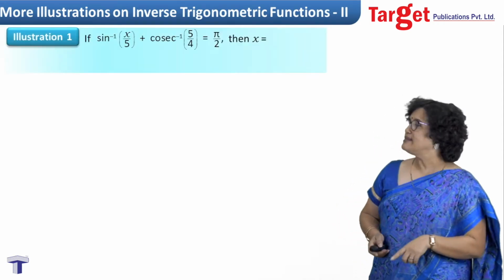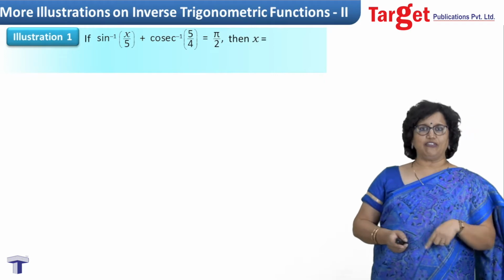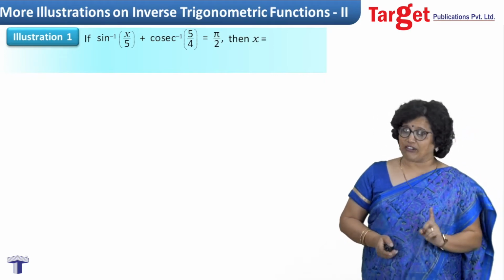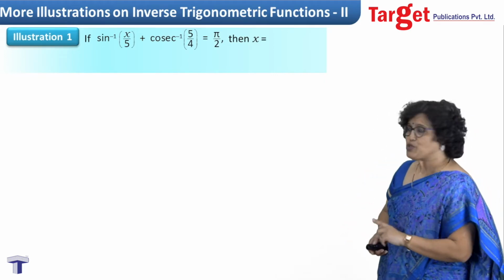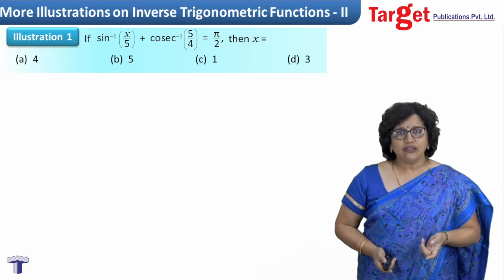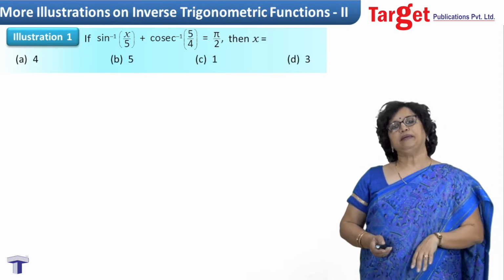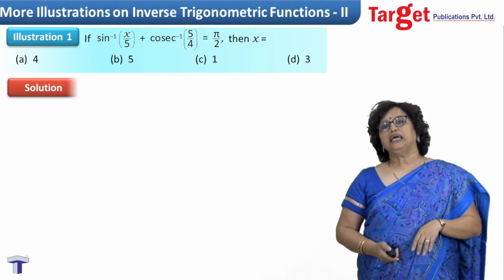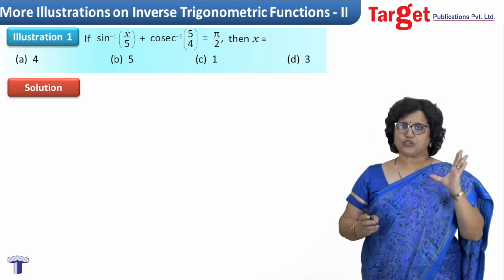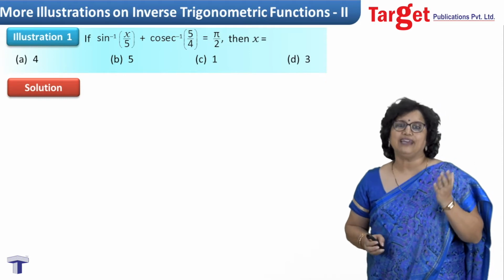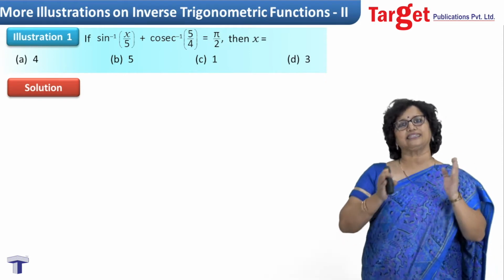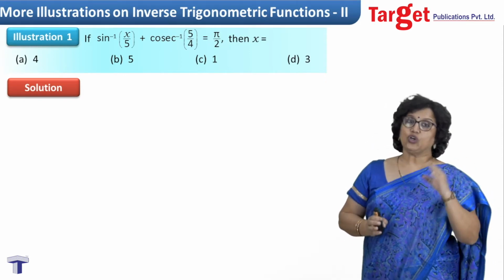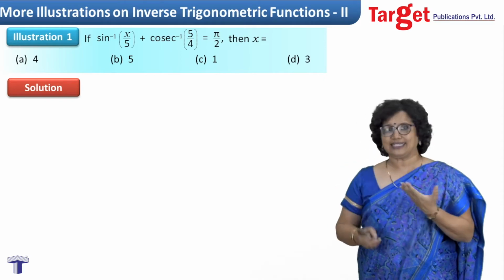The first one is, if sine inverse of x by 5 plus cosec inverse of 5 upon 4 equal to pi by 2, then what is x? And then we are given four options. Now, the correct option is to be chosen. Now, how do we attempt this question? In our previous sessions, we tried to use properties like sine inverse in terms of cos inverse, etc.